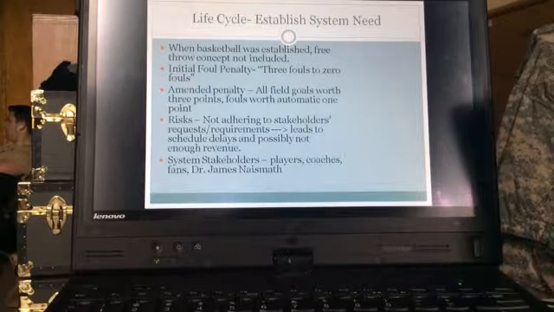Possible risks to this step in the life cycle is that Dr. James Naismith or players or coaches would not adhere to the stakeholders' requests or requirements, which could possibly lead to scheduled delays and possibly not enough revenue to operate and develop the system.